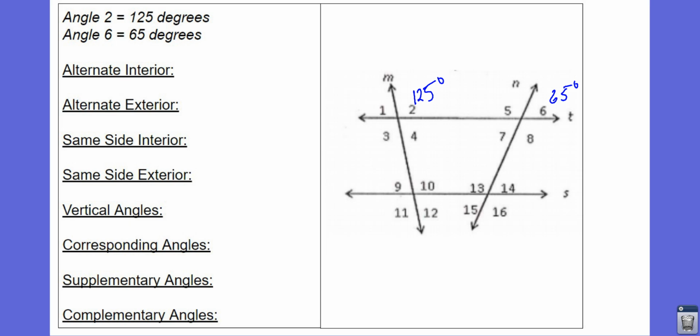I'm going to leave all the vocab to you, but I am going to use the rules of the vocab to get all this done. So alternate exterior, 125. If we do same side exterior, we should have 125 on angle 2 add up to angle 12 as being a supplementary. So whenever you do same side exterior, same side interior, those are going to always add up to be 180. So 2, we're going to take it away from 180.